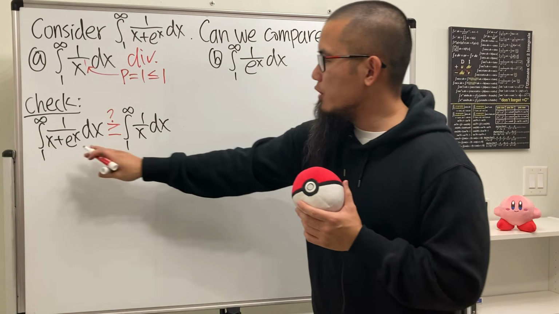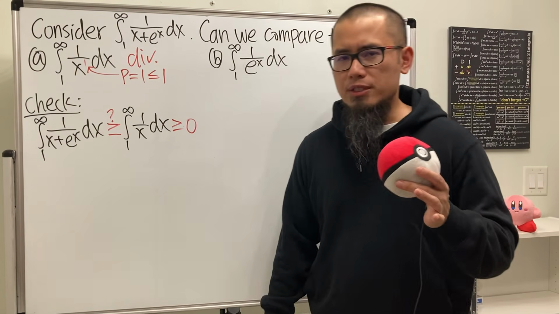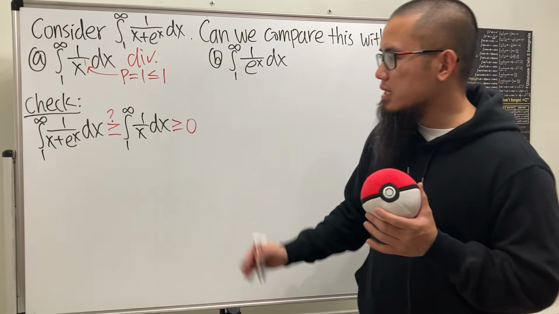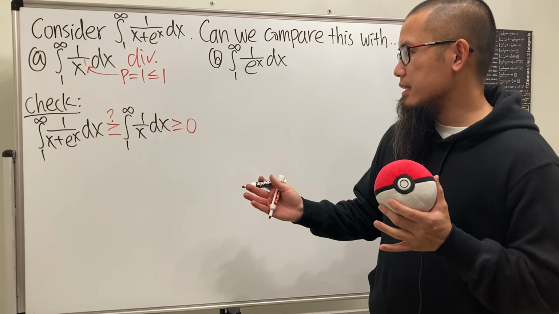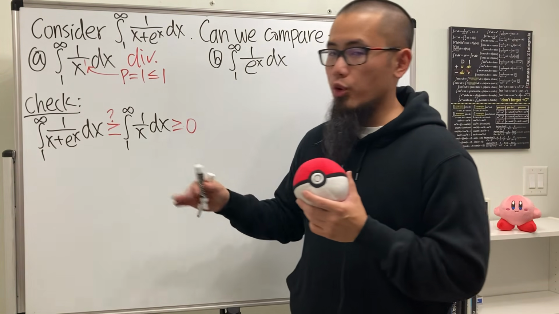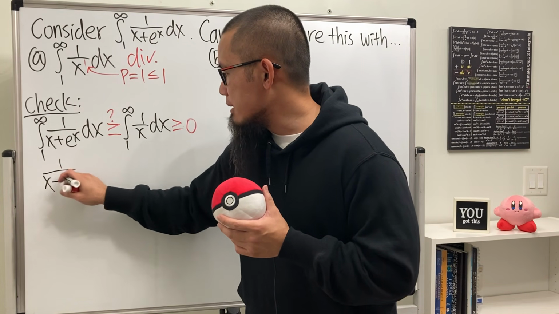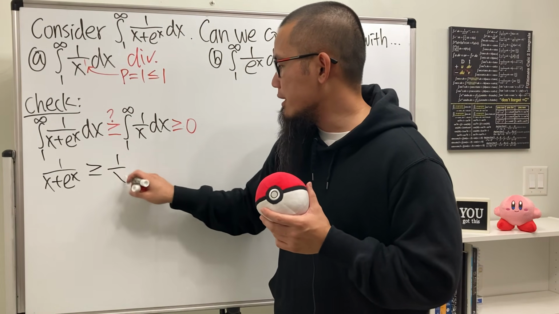And the truth is, everything is positive, so let's indicate that right here. Usually I don't ask my students tricky questions, so you can be sure that the functions will be positive on this interval that we care about. Alright, now we are just going to compare the functions inside because both integrals are going from 1 to infinity. So let's look at 1 over x plus e to the x. Is this bigger than or equal to 1 over x?